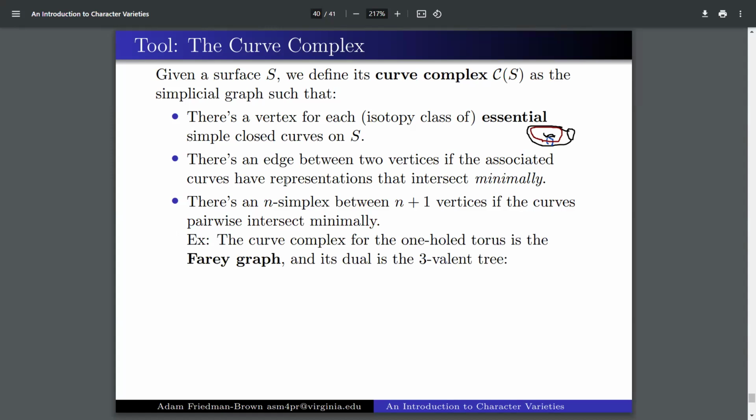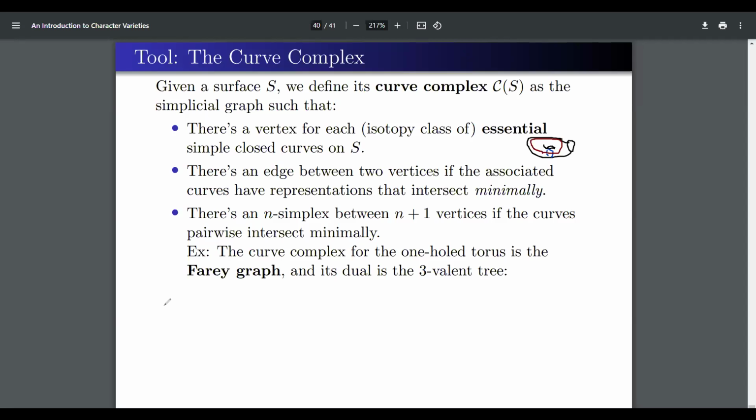And for the one-hole torus, the curve complex associated to it is called the Farey graph. And let me draw that here. And let me first actually draw another representation of the torus. And then I just take a little open disk out of it and identify opposite sides.